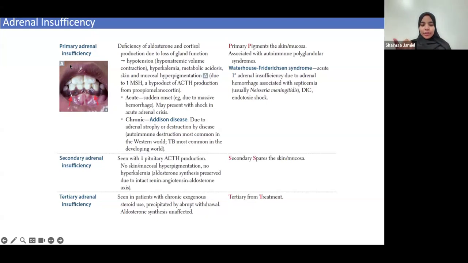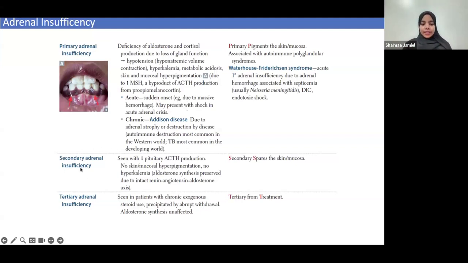There's primary, secondary, or tertiary, depending on what level the insufficiency is at. In primary adrenal insufficiency, the problem is in the adrenal gland itself, and it can be either acute or chronic. Chronic, as we said, is Addison's, which is the most common, and it's usually autoimmune. However, acute is usually due to hemorrhage after an infection with a bacteria called Neisseria meningitidis, which usually causes meningitis, and this is called Waterhouse-Friderichsen syndrome. Waterhouse-Friderichsen syndrome is acute primary adrenal insufficiency, usually fatal. The patient will die, unfortunately.